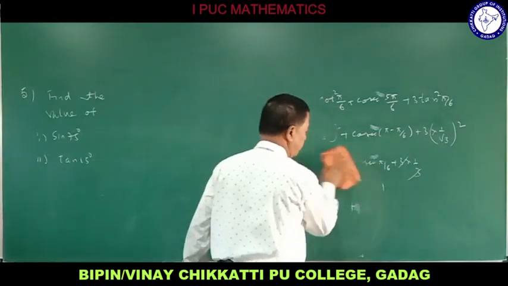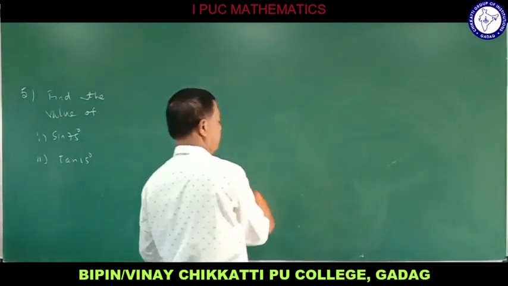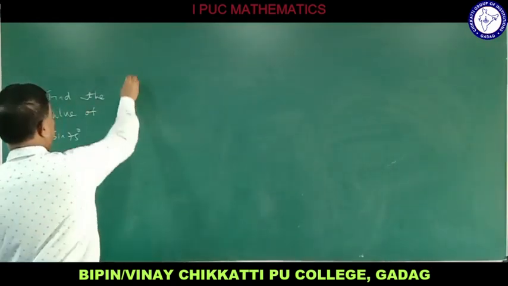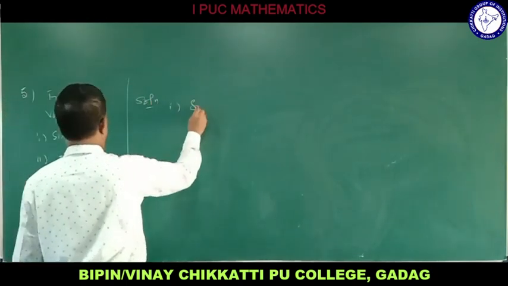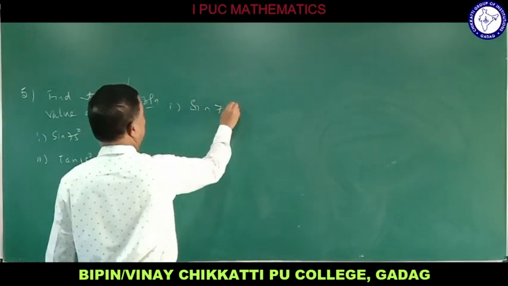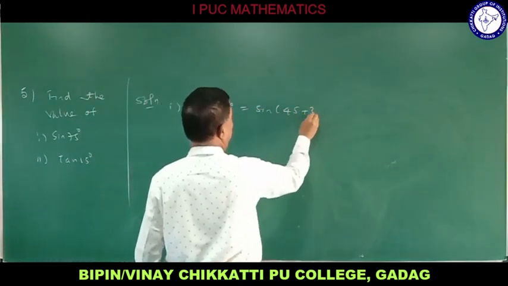Look at this, we use the sum and difference of angles here. The first one I am going to take is sine 75 degrees. This can be written as 45 plus 30.